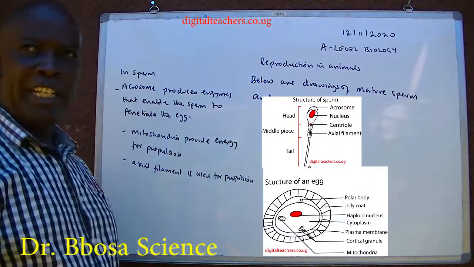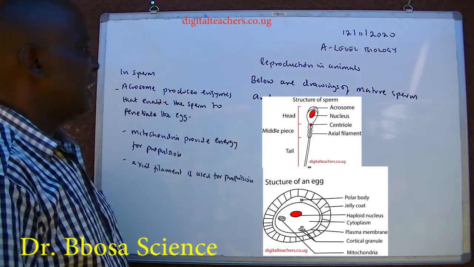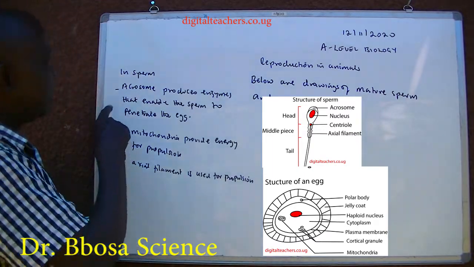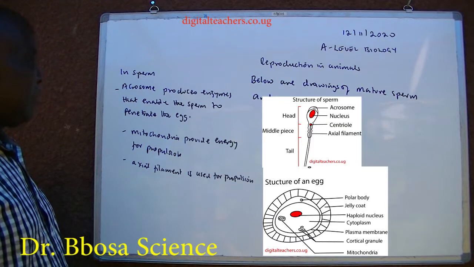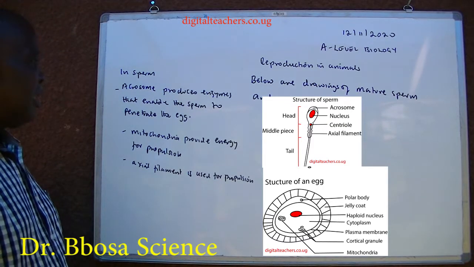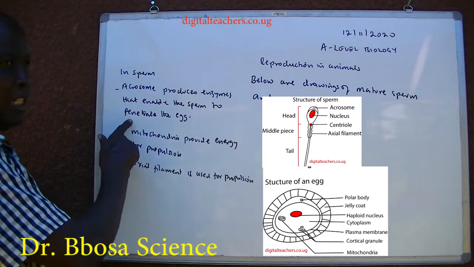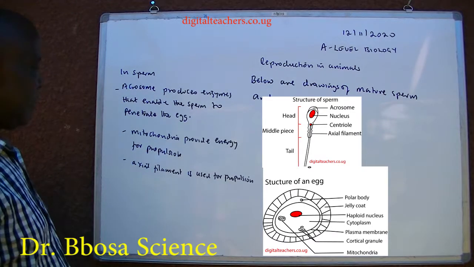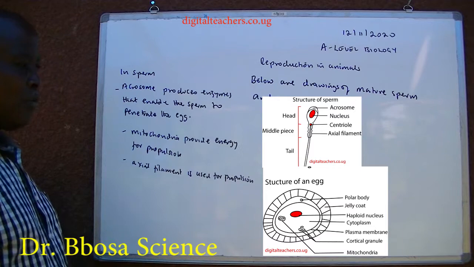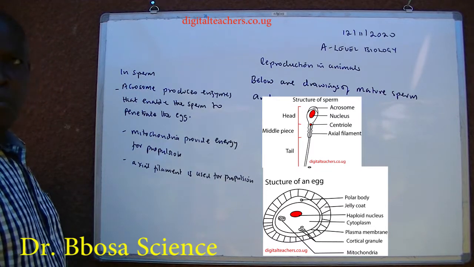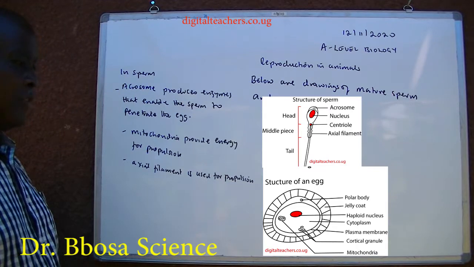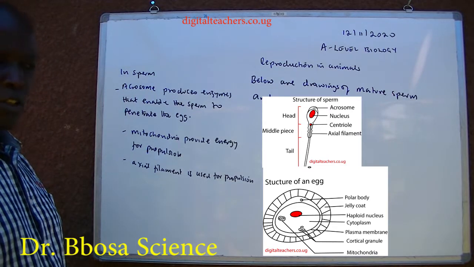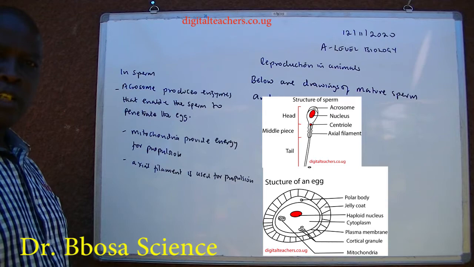Below are drawings of mature sperm and egg. In sperm, the acrosome produces enzymes that enable the sperm to penetrate the egg. The mitochondria provide energy for propulsion. Axial filament is used for propulsion or locomotion of the sperm.